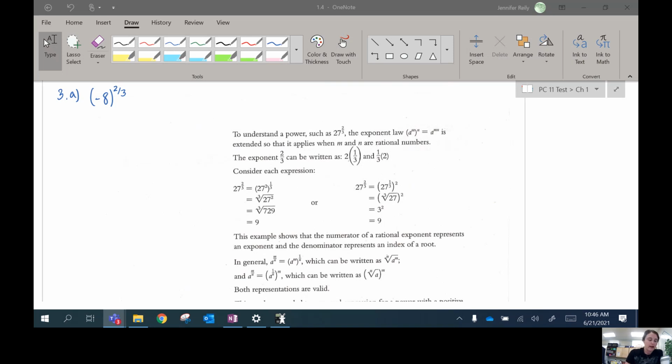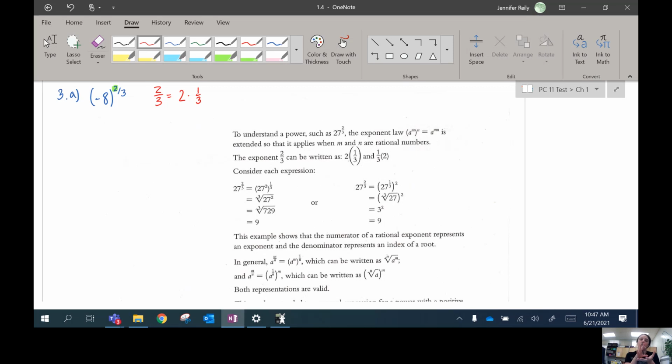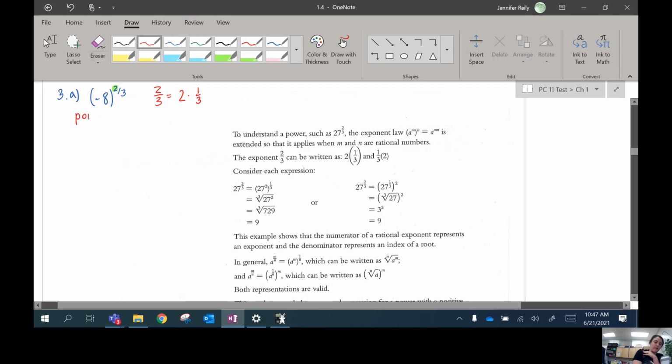Okay, so when the numerator of your fraction is not a 1, what you need to do is think of this number, 2/3. You can break it into 2 parts. So 2/3 is the same as 2 times 1/3. Those are the same. 2 times 1/3 is 2/3. So what we're going to do is break this power into 2 parts and evaluate one part first and the next part second. Okay, so we're going to use that power of a power law to do this.